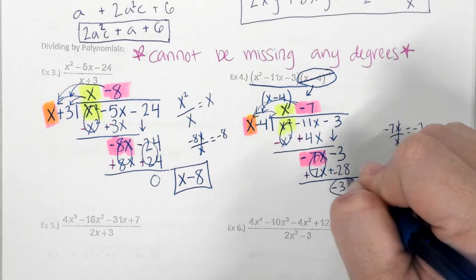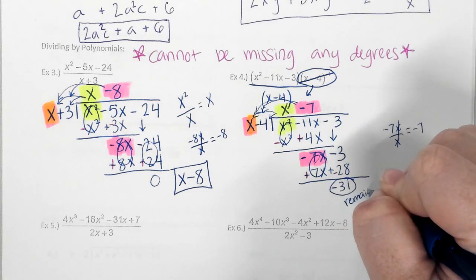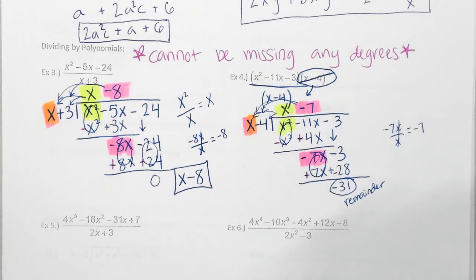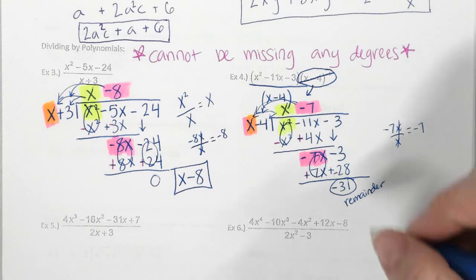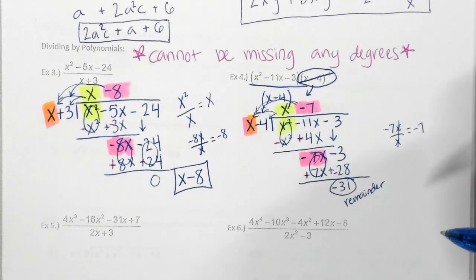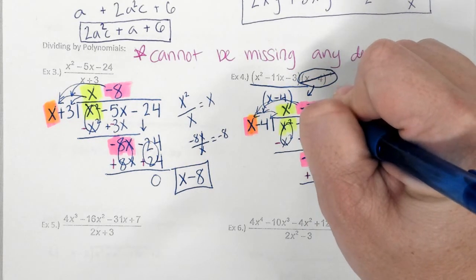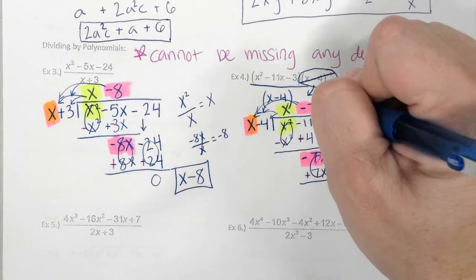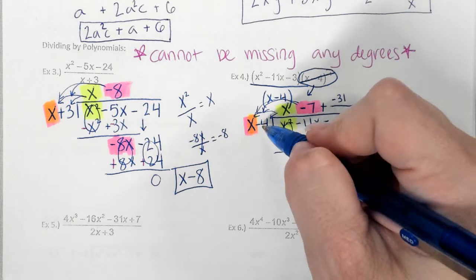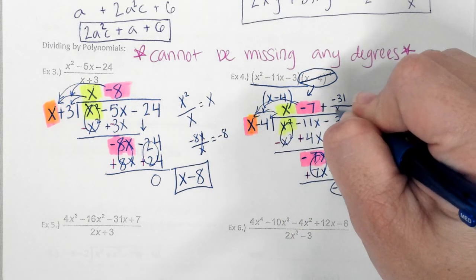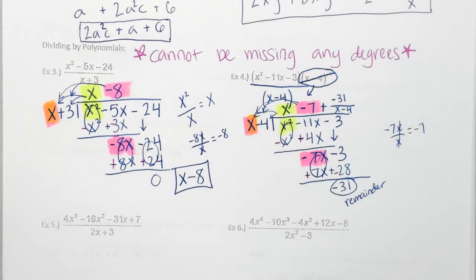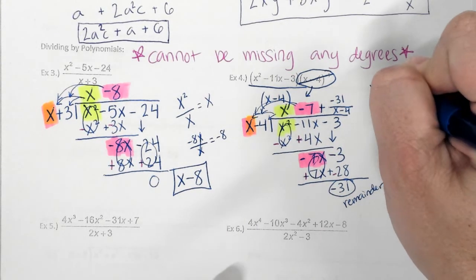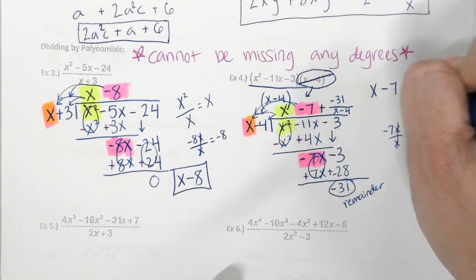So this is what we call a remainder. This is your remainder, and this is the secret about remainders. You could write minus, but we're going to always do plus so we don't get confused when sometimes there's more than one term. So we're going to put a plus and a fraction bar every time. Your remainder goes on top, and your divisor, what you divided by, goes on bottom, x minus 4. So my answer is x minus 7 plus negative 31 over x minus 4.